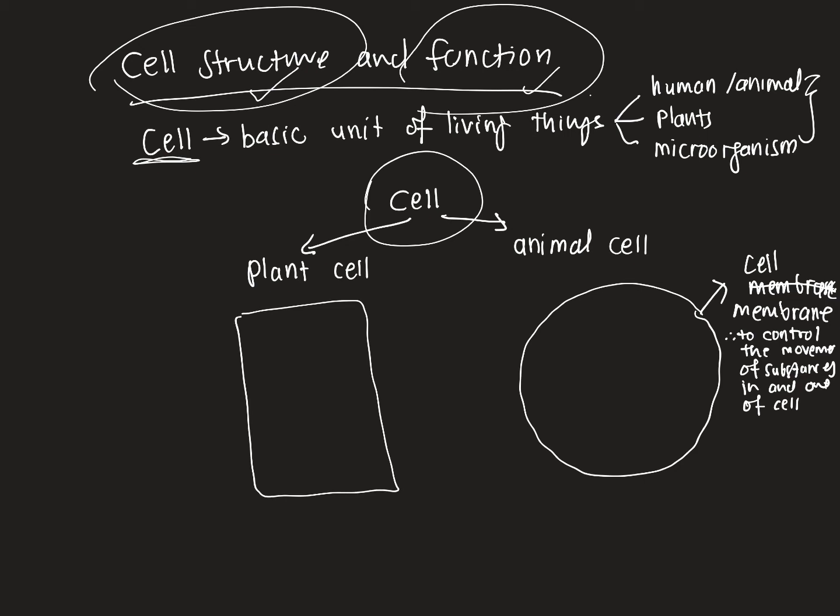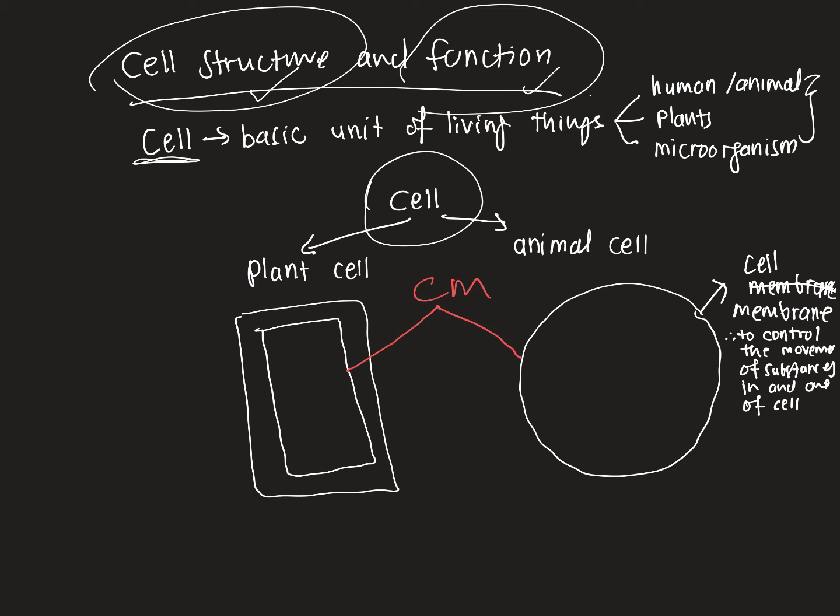Same goes with the plant cell. Plant cell also has cell membrane. Okay, so saya pakai warna merah lah. Ni cell membrane and this also cell membrane. Kita pakai abbreviation. Abbreviation tu singkatan. CM stand for cell membrane.